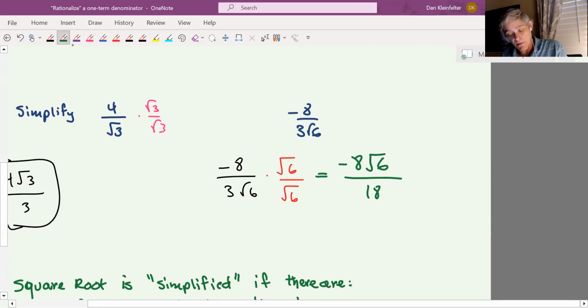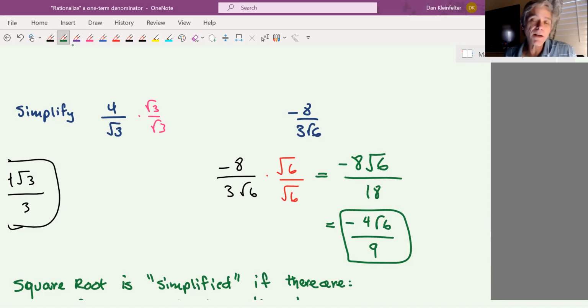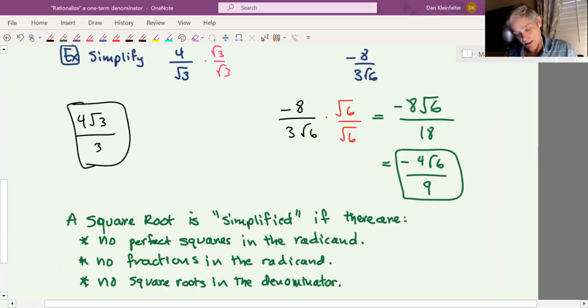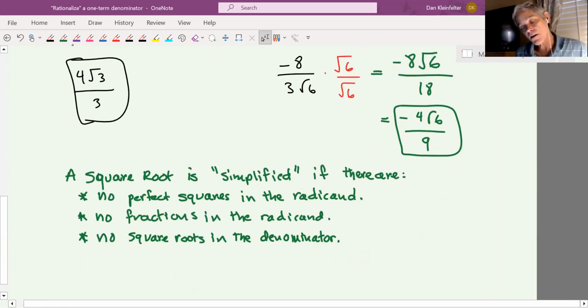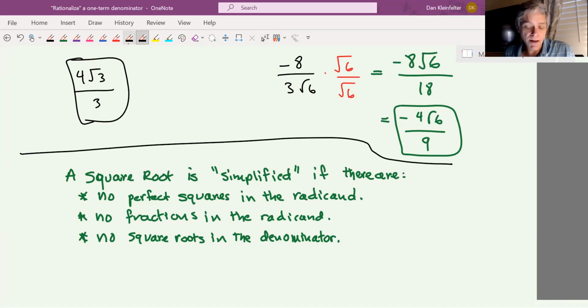Okay, so now you can see that we're going to need to simplify here. I'm going to divide out that common factor of 2. So we'll have negative 4 square roots of 6 over 9. You multiply the numerator and denominator by whatever that square root is in the denominator. And that's part of what you need in order to have a square root expression simplified, which is what we're talking about right now.